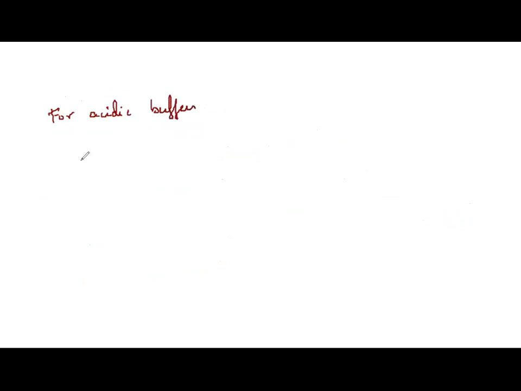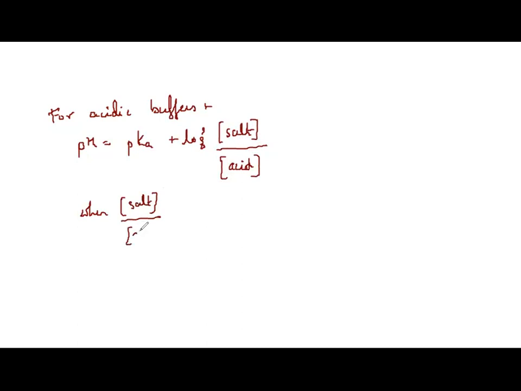For acidic buffers, I can write pH is equal to pKa plus log of concentration of salt to concentration of acid. Similarly, when the ratio of concentration of salt to concentration of acid is equal to 10, then pH will be equal to what? It will be equal to pKa plus 1.